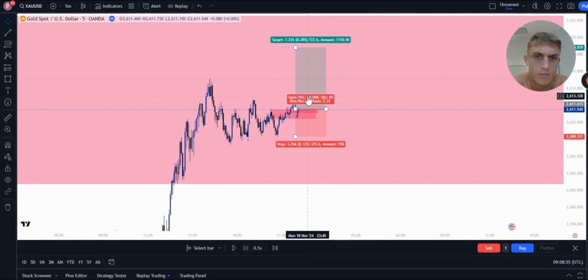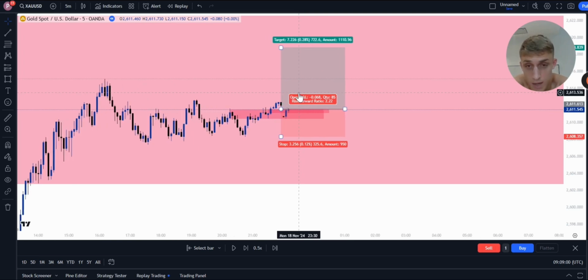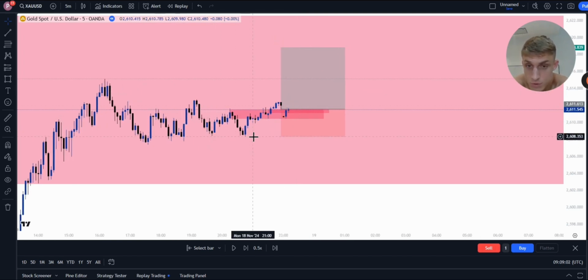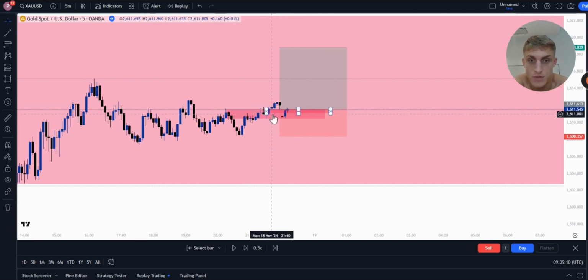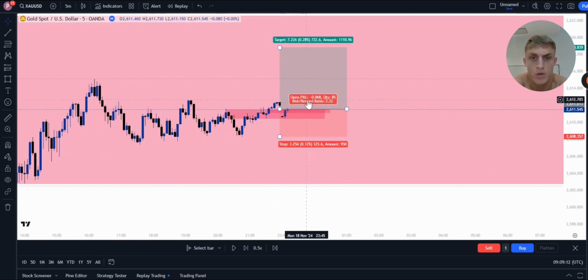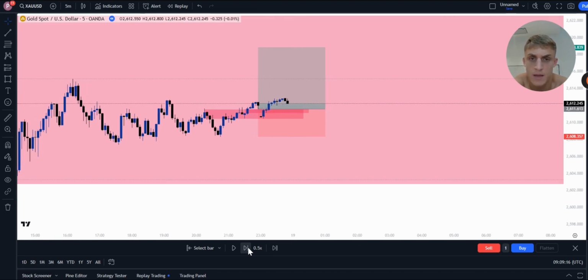So I've marked out a unicorn model. Low, high, low, high, lower low, just by 1 pip, but it's a lower low. The high, high with the candle finishes above the previous high. And then we'll get a retest of the zone where the breaker block and the order block, breaker block and the fair value gap overlap. Taking entry from there.